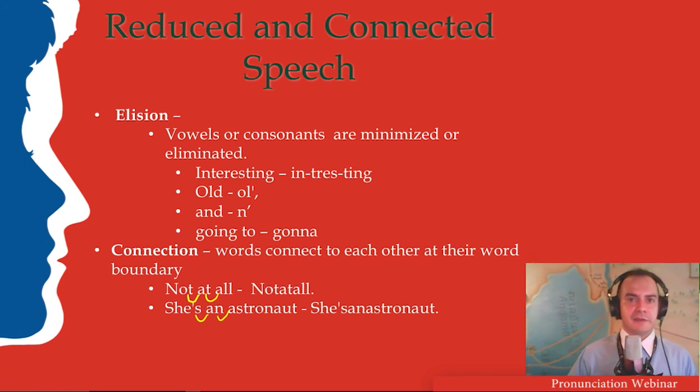Now connection refers to how one word flows into the next one as a continuous stream. For example, not at all becomes not at all. She's an astronaut becomes she's an astronaut. Imagine that you didn't know what astronaut means. You might ask me, what does nastronaut mean? That actually happened to me. A student asked me, what does nastronaut mean? So you can see how connection can cause difficulties in comprehension.